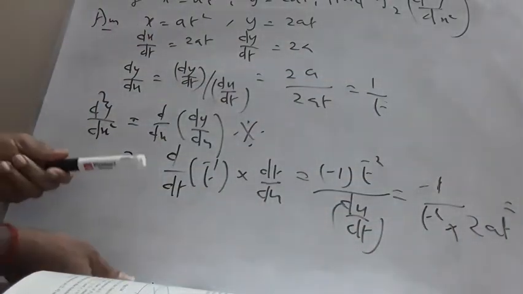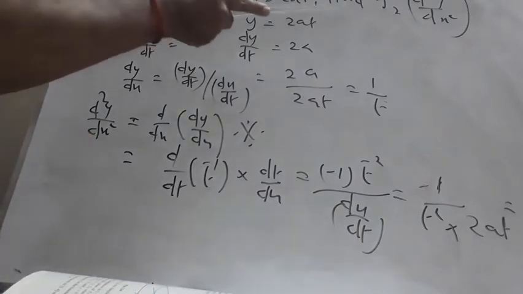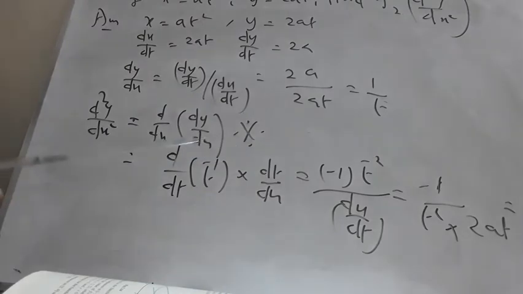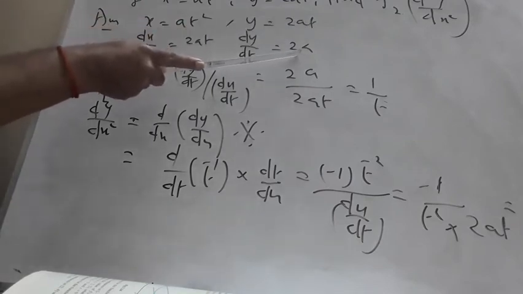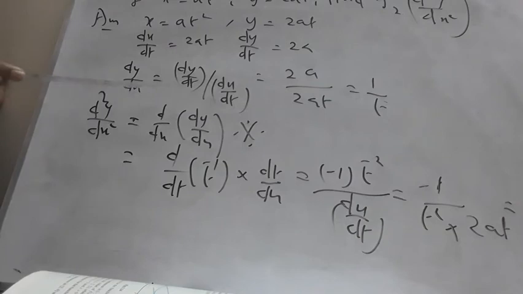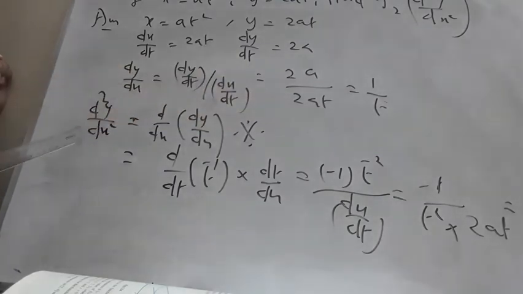Let me repeat the whole process. Just listen. x is equal to at square, y equal to 2at. Find y2, or d square y by dx square. x is equal to at square becomes dx by dt is 2at. y is equal to 2at becomes dy by dt is 2a. Now dy by dx becomes dy by dt divided by dx by dt. Therefore 2a by 2at, which is 1 by t. Now d square y by dx square is nothing but d by dx of dy by dx.